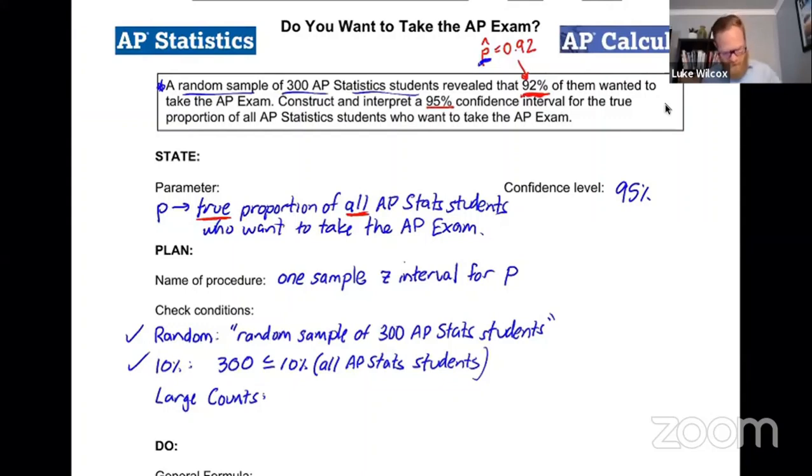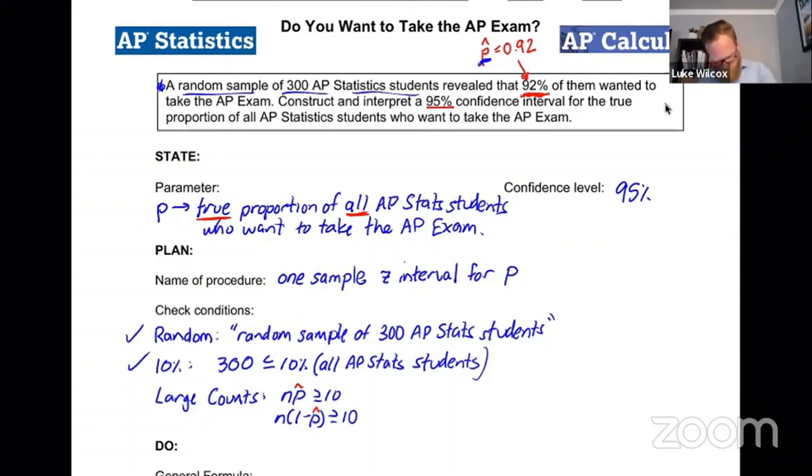And this is the one that says that n times p and n times 1 minus p are both greater than or equal to 10. Except one small thing that we need to make sure of here. N times p, well, p is the true proportion of all AP Stat students who want to take the exam. We don't know the true proportion. In fact, that's the whole reason we're doing a confidence interval, is to try to estimate that. So very important here, this should be a p hat because we're going to use our sample proportion because we don't know what the population proportion is.